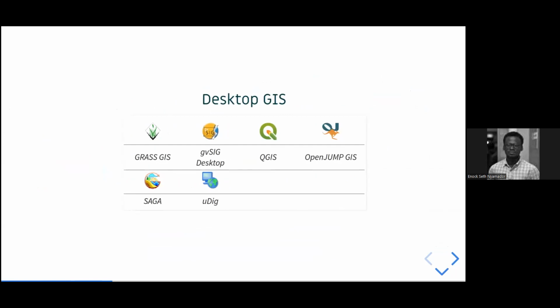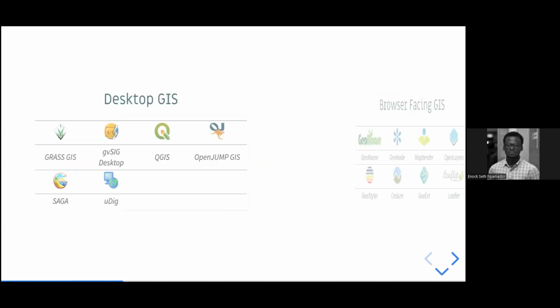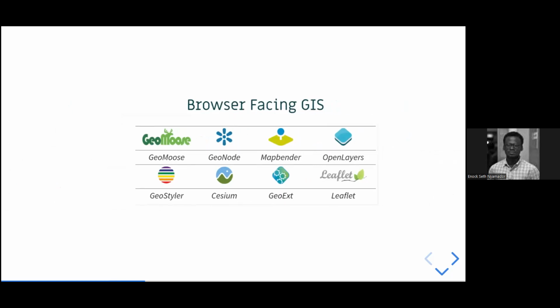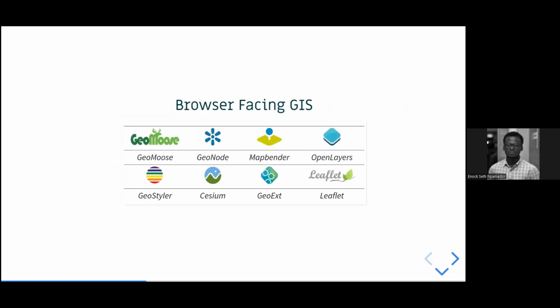Categories of software included in the OSGeo Live. We have desktop GIS, from GRASS GIS to uDig. Browser-facing, meaning that you run them from the browser. GeoNode, which is an SDI, spatial data infrastructure, or content management system for geospatial data. You can see tools already here.